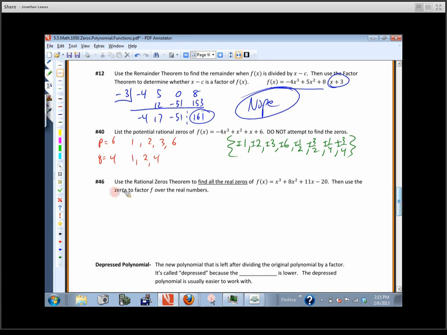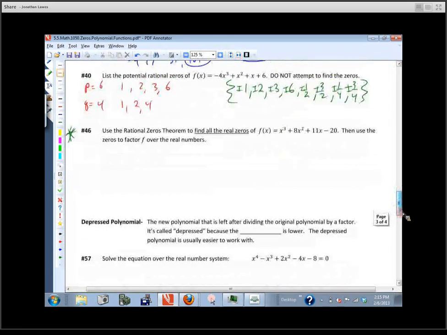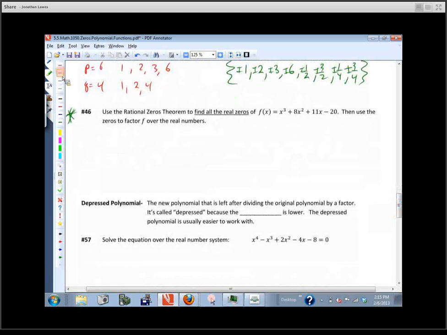This is where we put everything all together. So on this problem, it says, use the rational zeros theorem. So use this thing. Make a list of ones that might work, so we can find the nice ones first, and then finish it off. We want to find all of them. It says use the zeros to factor it over the real numbers. So I absolutely guarantee that you're going to have an exam question like this. You're probably going to have a final exam question on something like this.